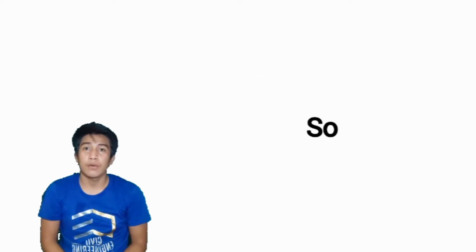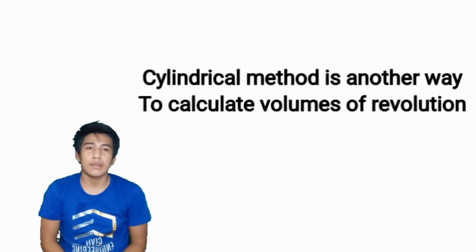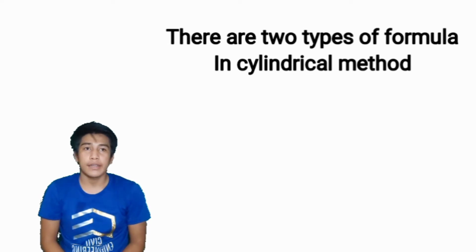Cylindrical method. So, what is the cylindrical method? The cylindrical method is another way to calculate volumes of revolution. This is useful whenever the washer method is too difficult to carry out, usually because the inner and outer radii of the washer are awkward to express.